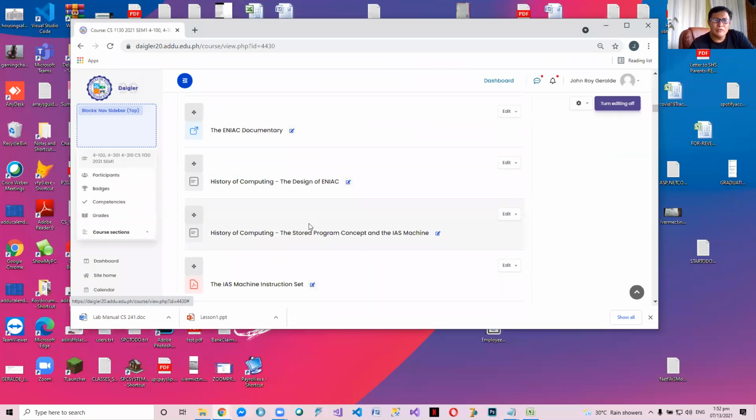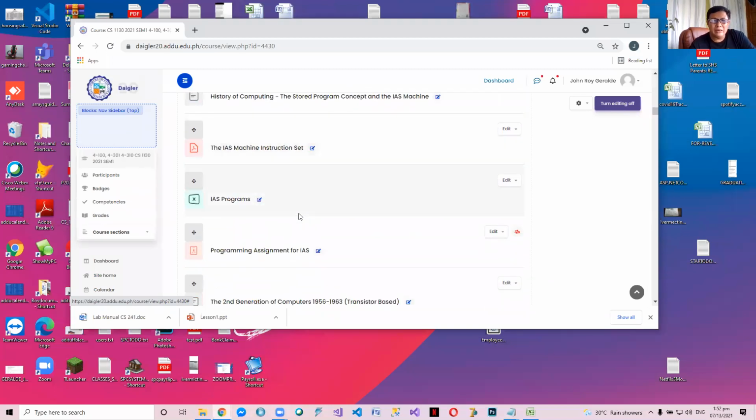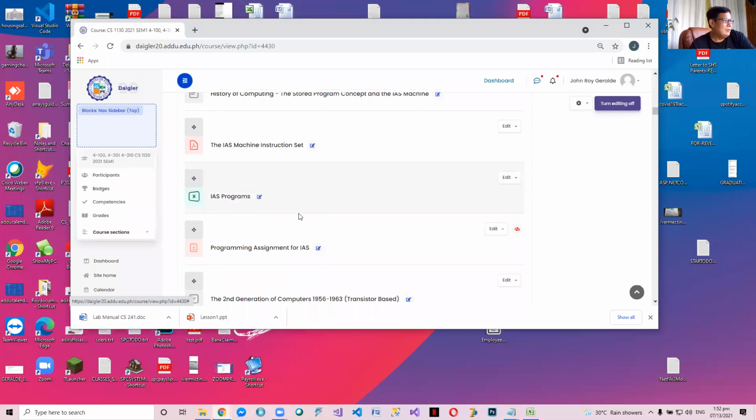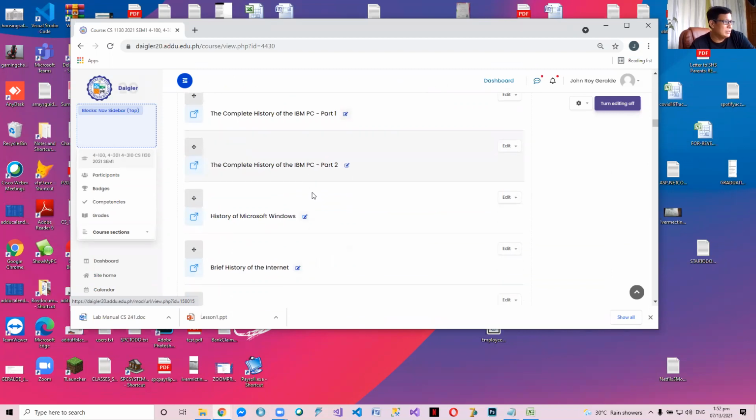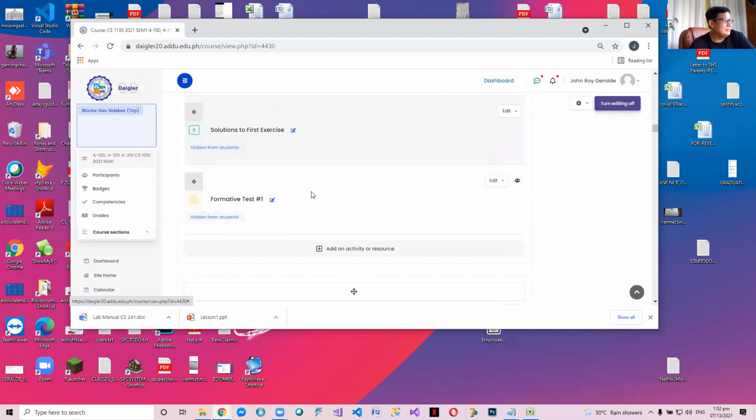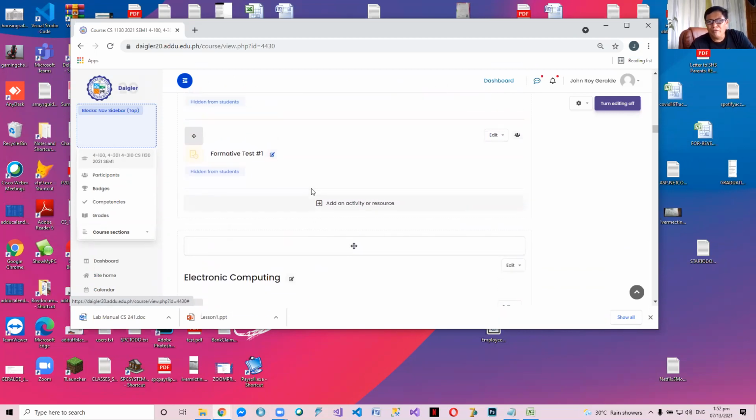Now, this introductory course will be discussed again. You will have a semester of computer organization and or computer architecture somewhere in your later years. So, you will discuss these topics again, but in greater detail. You will have a whole semester discussing computer architecture and organization. And then we will have formative tests.